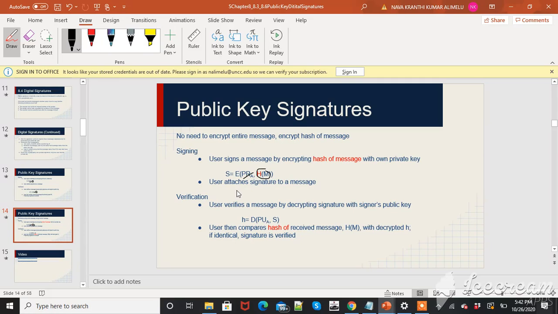Same as discussed above, the verification is done with the signature by using the public key. The user then compares the hash of the received message with the decrypted hash, and if identical, the signature is verified and the sender is approved. So this is the basic concept of digital signature.